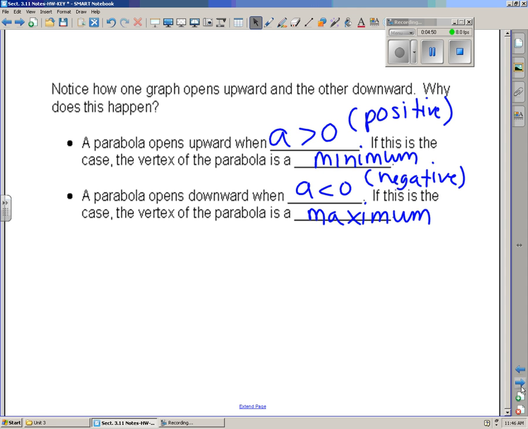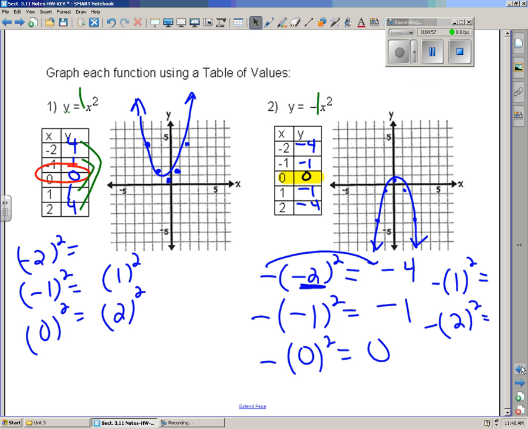The vertex of the parabola. So I'm just going to go back to this other graph for 1 second. The a term happens to be a positive value. The graph opens up. The vertex happens to be the lowest point possible. The a term attached to the x squared is negative. The parabola opened down, and the highest point here, the vertex, happens to be a max.